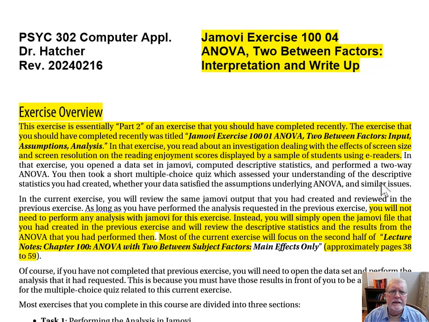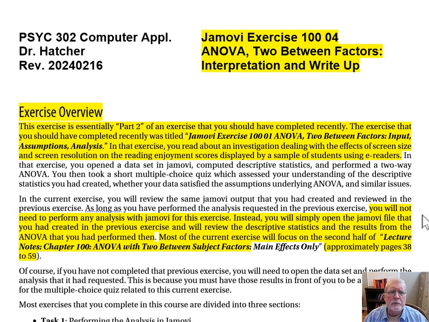Exercise overview. This exercise is essentially part two of an exercise that you should have completed recently. The exercise that you should have completed recently was Jamovi Exercise 100-01, ANOVA with two between subject factors, input, assumptions, analysis. In that exercise, you read about an investigation dealing with the effects of screen size and screen resolution on reading enjoyment scores displayed by a sample of students using e-readers.